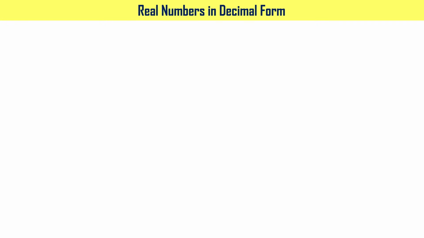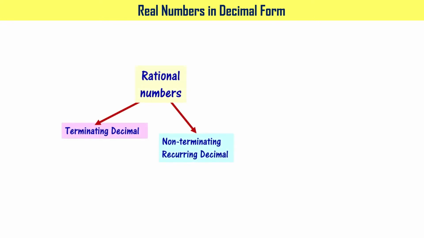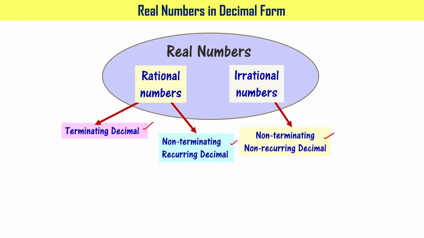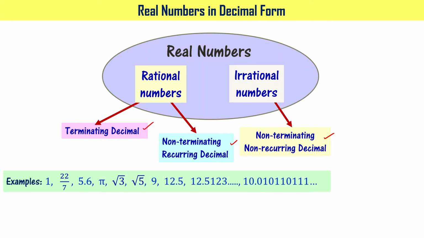Let's quickly take a look at real numbers in decimal form. We said that rational numbers can be expressed as decimal numbers, right? When you do that, you get a terminating decimal or a non-terminating recurring decimal, right? We also said that irrational numbers can be written in decimal form. In that case, you will get a non-terminating and non-recurring decimal, right? We also learned that real numbers are a collection of rational and irrational numbers, right? For example, numbers such as 1, 22 by 7, 5.6, pi, and so on are real numbers.